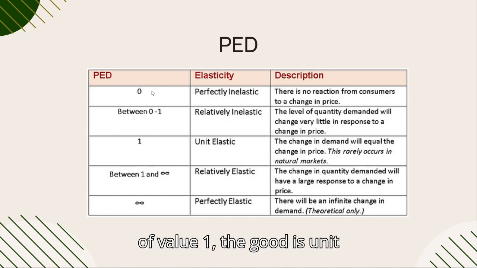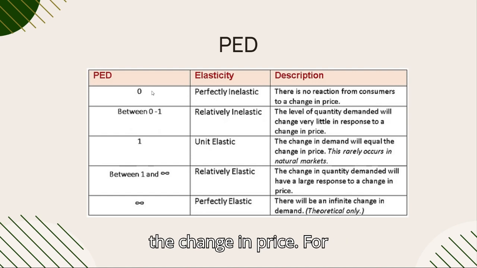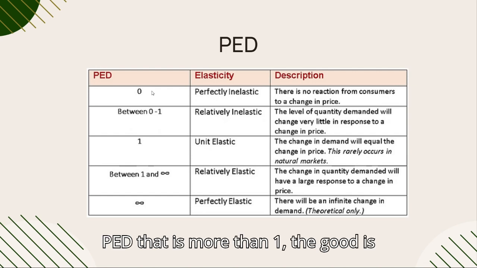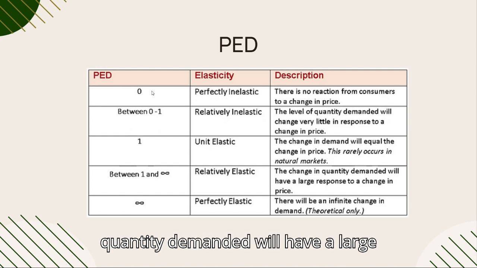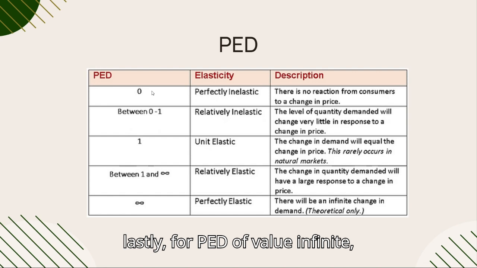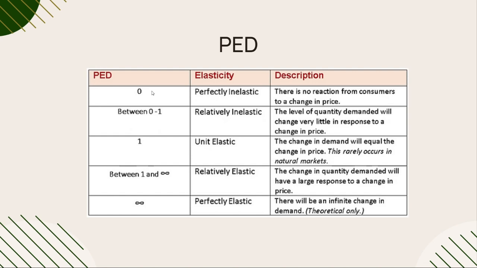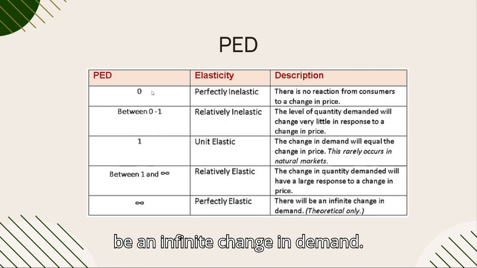For PED of value 1, the good is unit elastic. The change in demand will equal the change in price. For PED that is more than 1, the good is relatively elastic. The change in quantity demanded will have a large response to a change in price. And lastly, for PED of value infinite, the good is perfectly elastic. There will be an infinite change in demand.